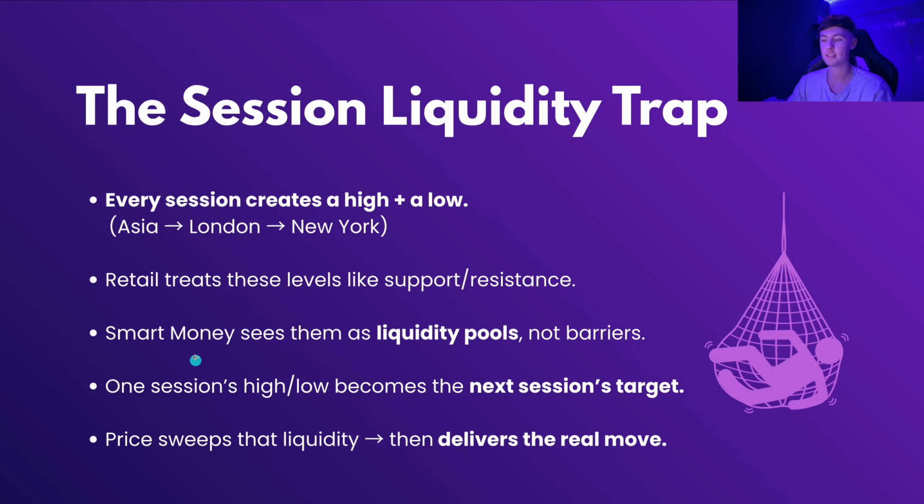But smart money sees that through the complete opposite lens. They see them as liquidity pools, not barriers in price. It's not a support level, it's not a breakout level. So one session's high and low becomes the next session's target. Say we are trading inside of Asia and we make a specific swing high and swing low, then going into London session, the London session is going to target either the Asia high or Asia low, in some cases both, especially in the New York session. Say we've got a sweep of London low, then we'll look to take longs to London high.